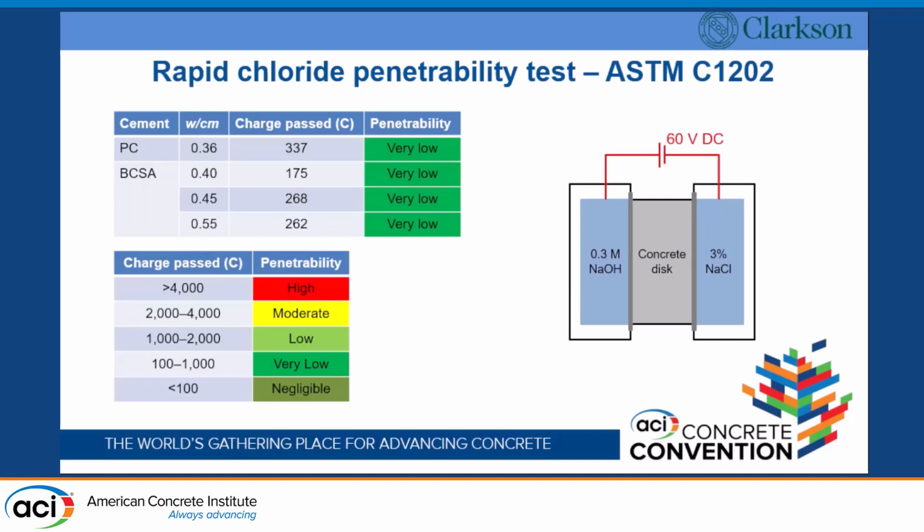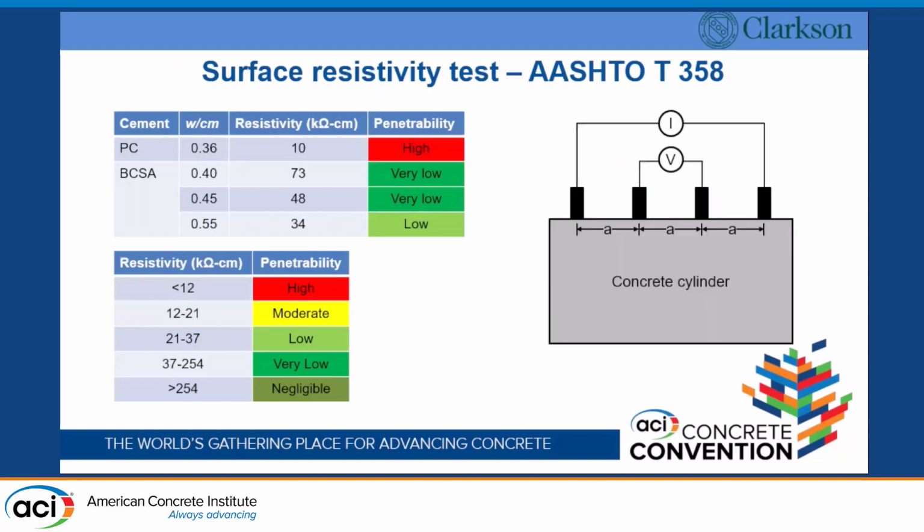So we start with the old standby, the RCPT, C1202. We cured these for 56 days, which my graduate student assures me is what the standard says. Anyway, performance is fantastic. We couldn't ask for anything better. Very low on all of these. All 3 BCSA mixtures and the Portland cement mixture get us exactly where we want to be in terms of chloride permeability. That's just one test, and we have like a dozen that we can look at, so we've got to make sure they're all working for us.